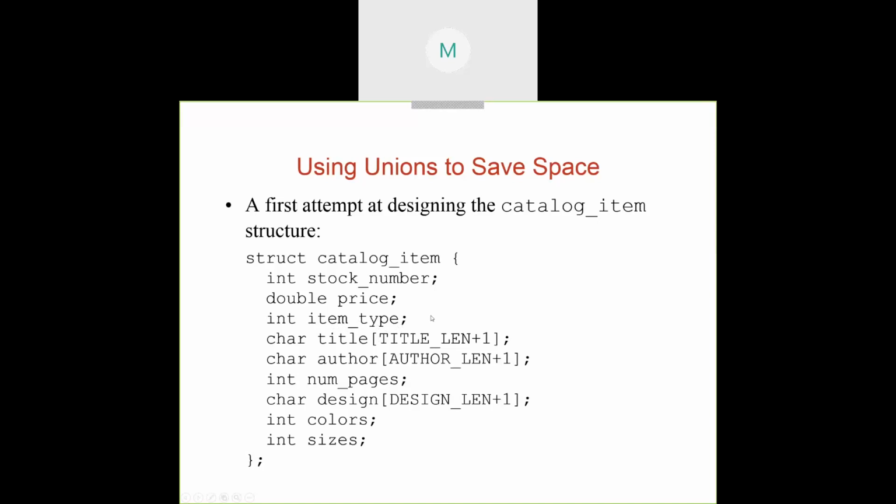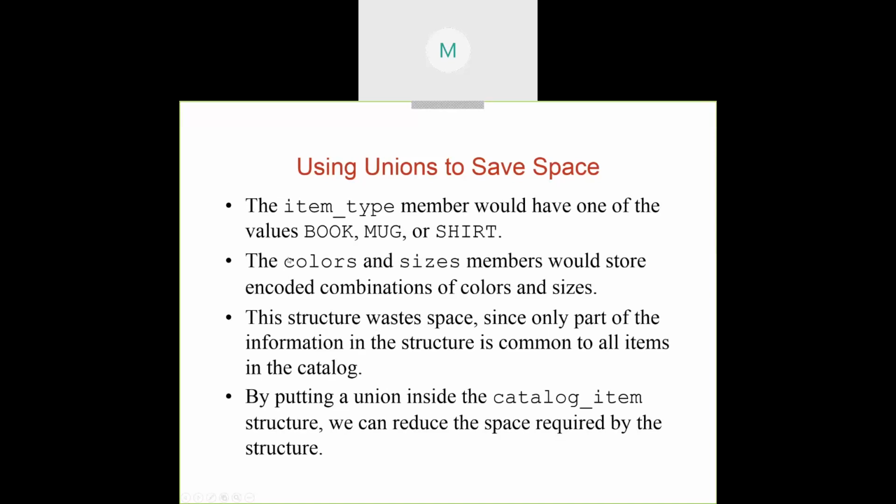Like what kind of item this is, depending upon that you are going to choose, right? So the item type member would have one of the values, either book, mug, or shirt, right? The colors and size members would store the encoded combination of color.